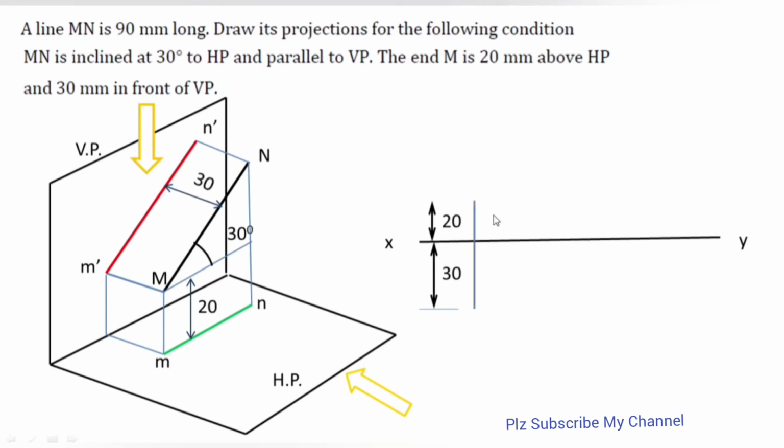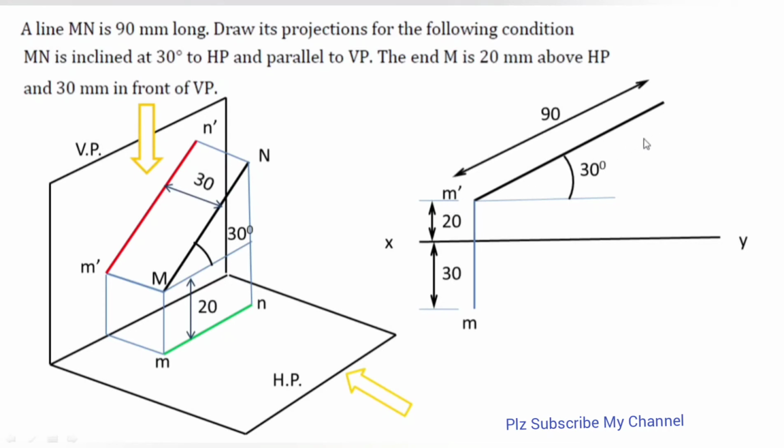So how are we going to do that? I need to draw a horizontal line here, and I need to draw a 30 degree angle at point M dash. With the help of a protractor, we can easily draw the 30 degree line here, and how much length? 90 mm length, because the length of the line is not getting changed in this condition. Let the line go in this direction, up to 90 mm length, and the name of this line is M dash N dash.